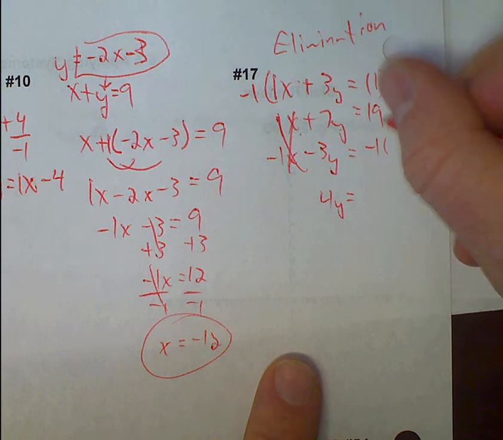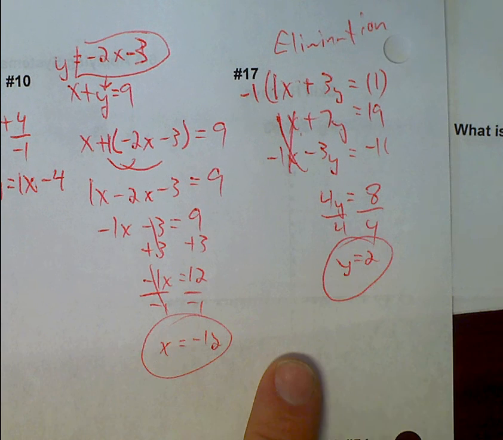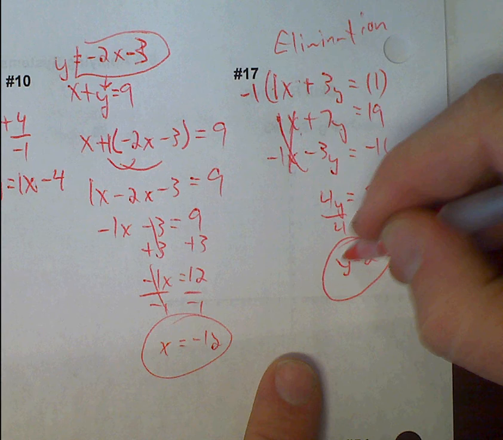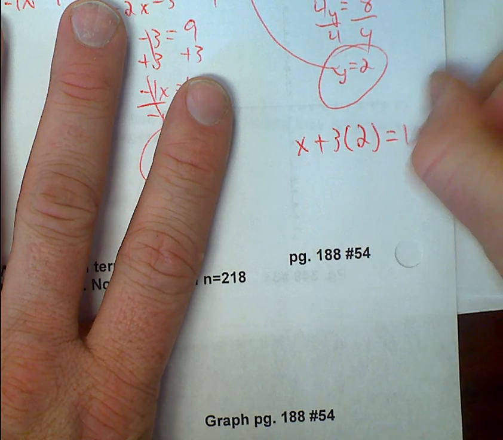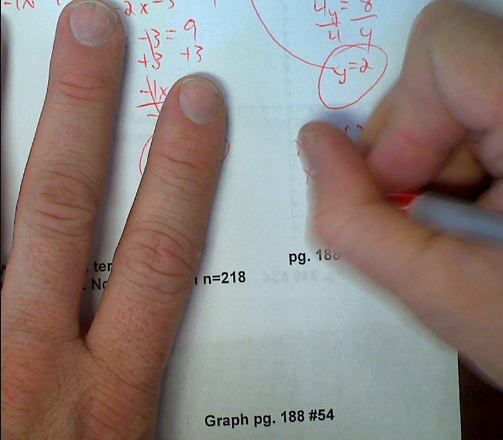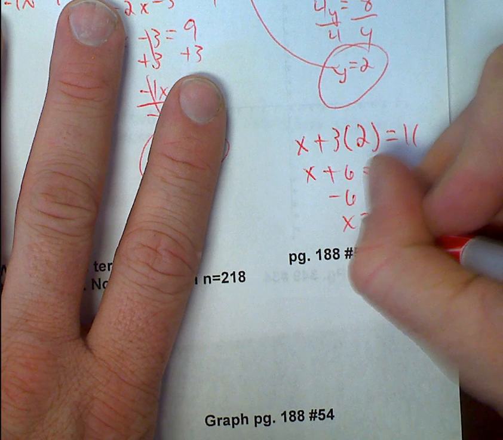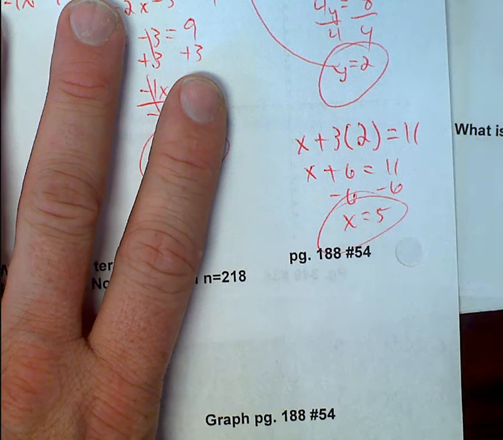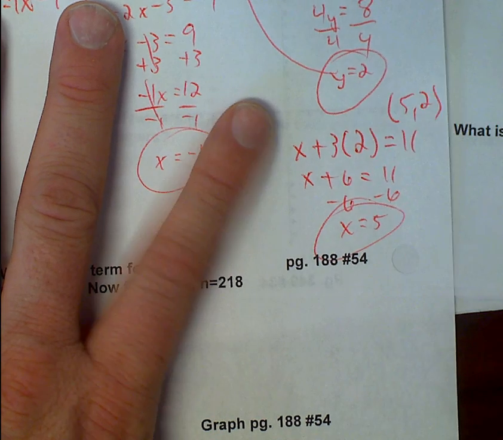4y equals 8. Divide by 4, y equals 2. I'm going to go ahead and plug that back in. X plus 3 times 2 equals 11. X plus 6 equals 11. Minus 6 minus 6. X equals 5. So the point in which they intersect would be 5, 2.